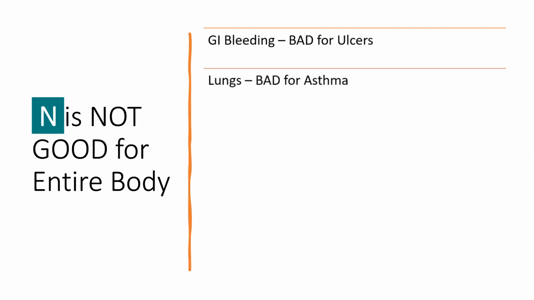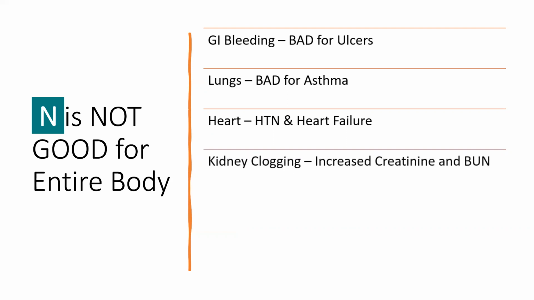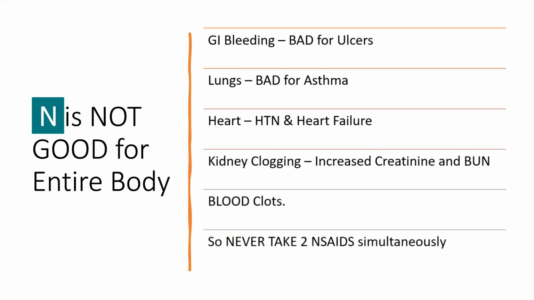Again, NSAIDs as a mnemonic to remember a few things: N from NSAIDs is not good for the entire body. If you're taking NSAIDs, there are chances of GI bleeding. So they are bad for ulcers and should not be given to patients with ulcers. They are bad for lungs because they cause asthma. They are not good for the heart because they cause hypertension and heart failure. They are not good for the kidneys because they increase creatinine and BUN levels. They are also not good for blood clots. So a tip: never take two NSAIDs simultaneously because they are not good for the entire body.